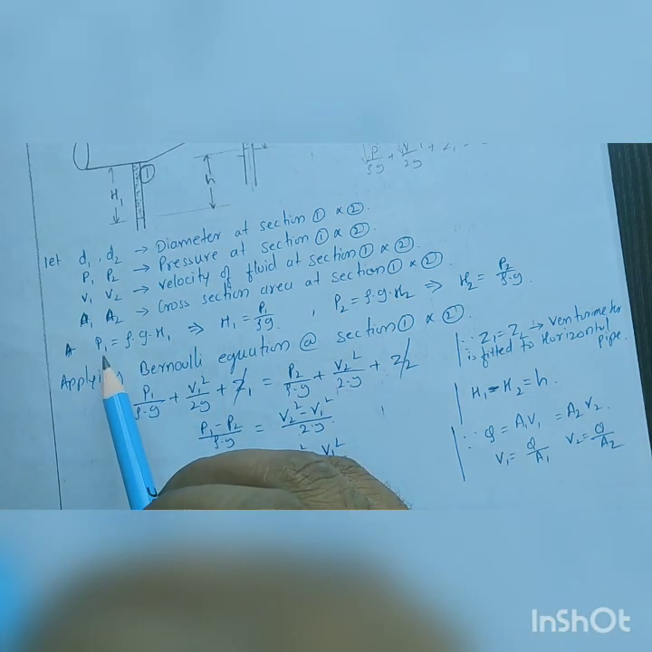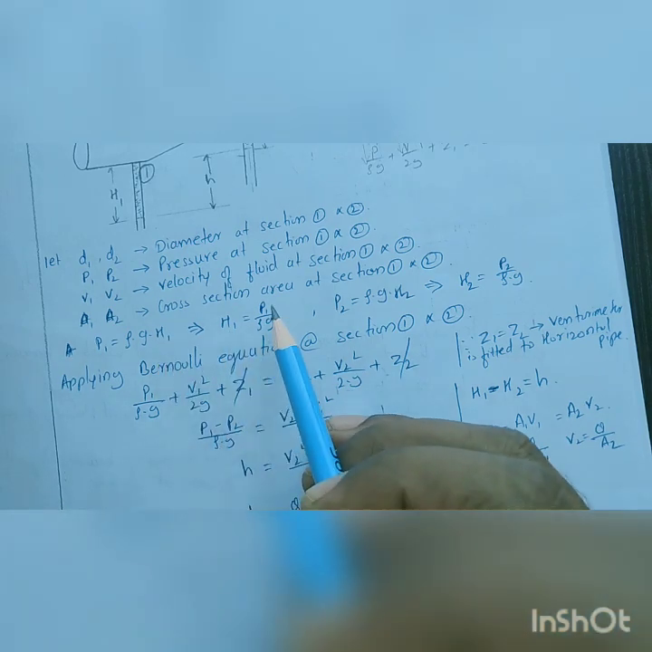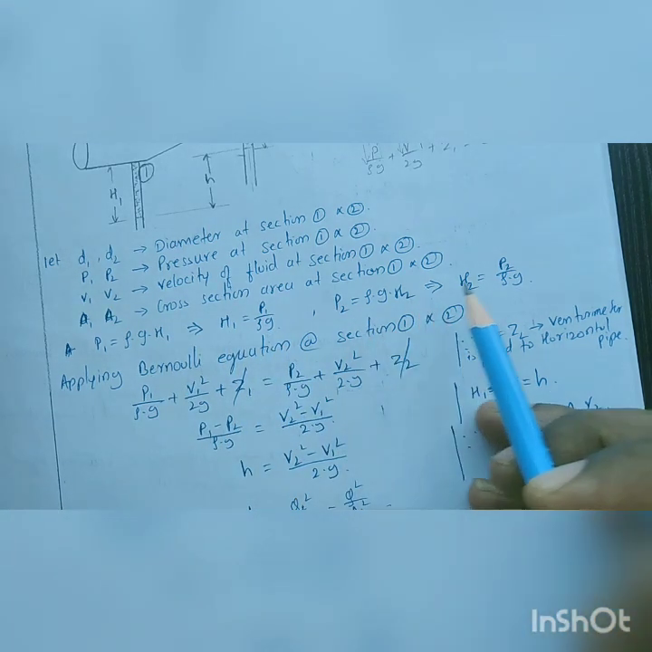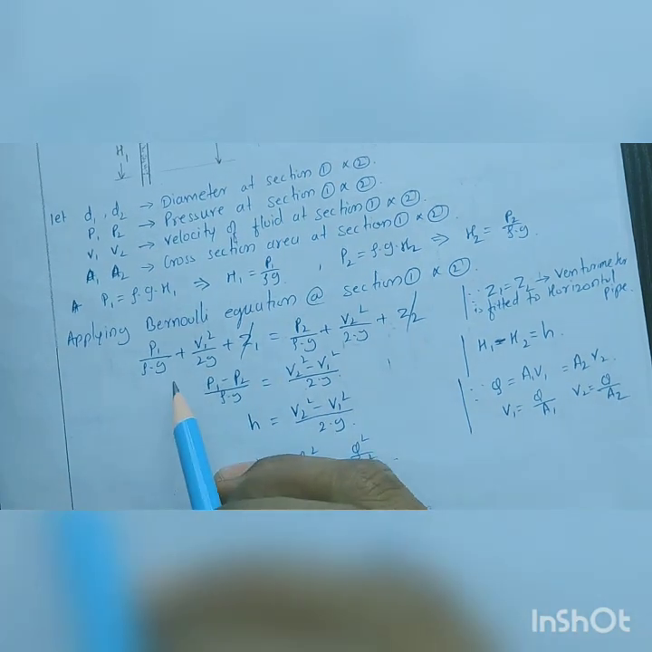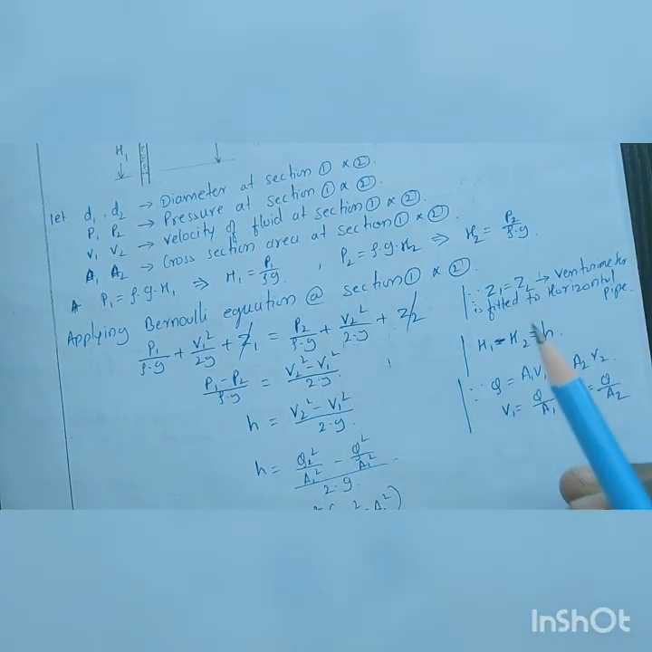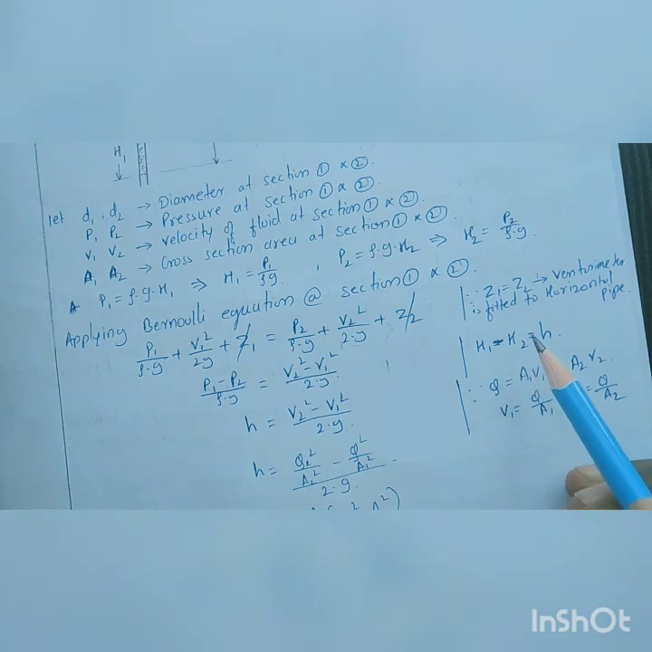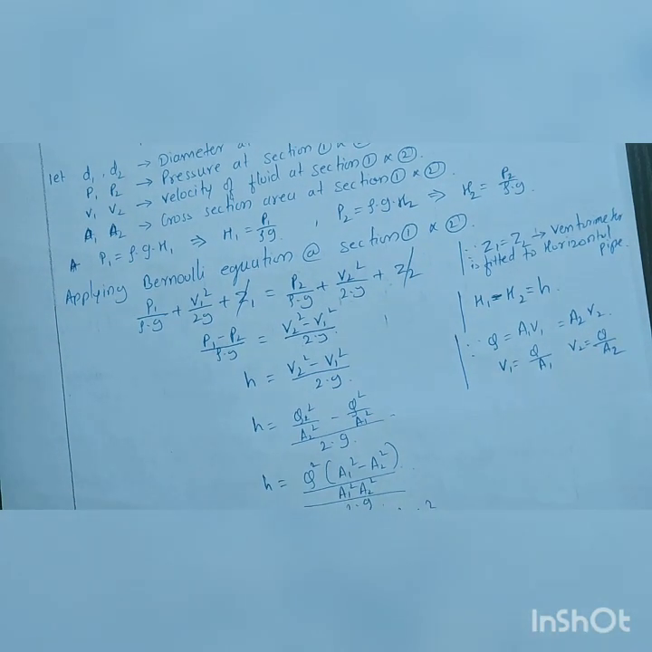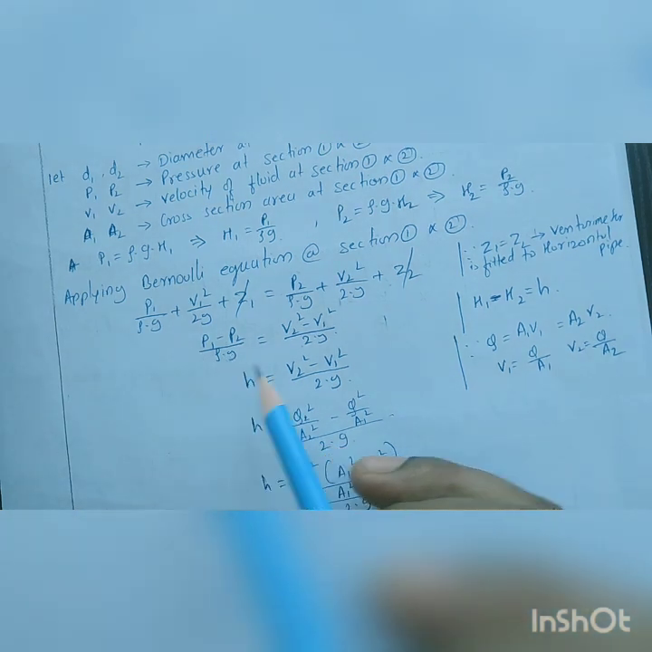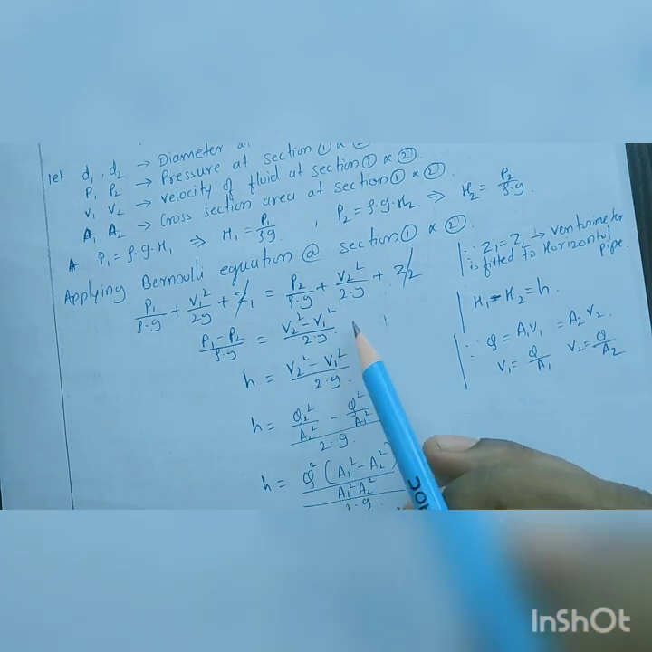So you know pressure is equal to rho g h. So h is equal to P by rho g. Similarly, h2 is equal to P2 by rho g. So apply the Bernoulli's equation. Z1 and Z2 get cancelled, as Z1 is equal to Z2, which means we are taking a horizontal position. So (P1 minus P2) by rho g is equal to (V2 square minus V1 square) by 2g.